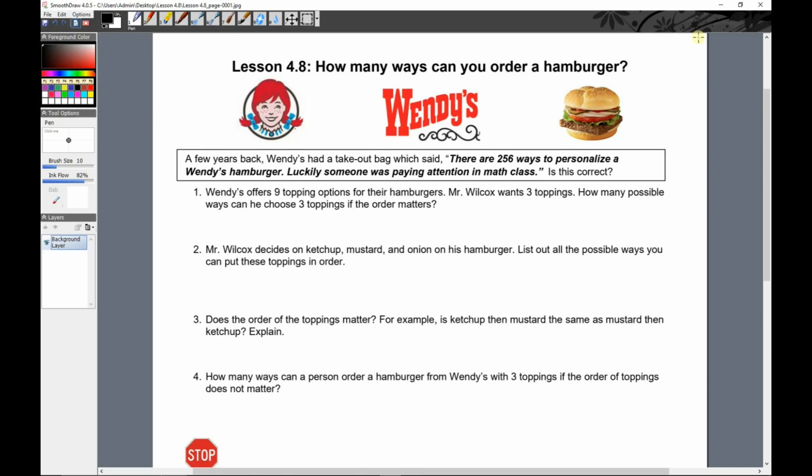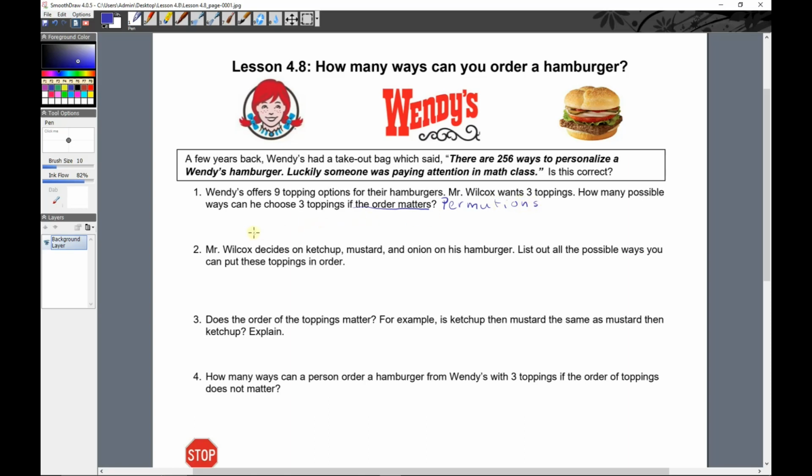Wendy's offers 9 topping options for their hamburgers. Mr. Wilcox wants 3 toppings. How many possible ways can he choose 3 toppings if the order matters? All right? If order matters, then this is definitely permutations.